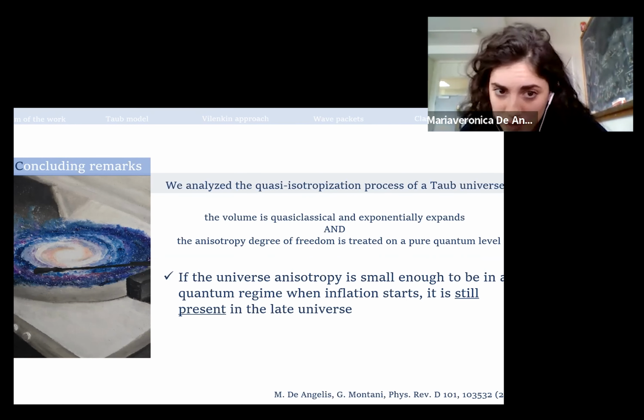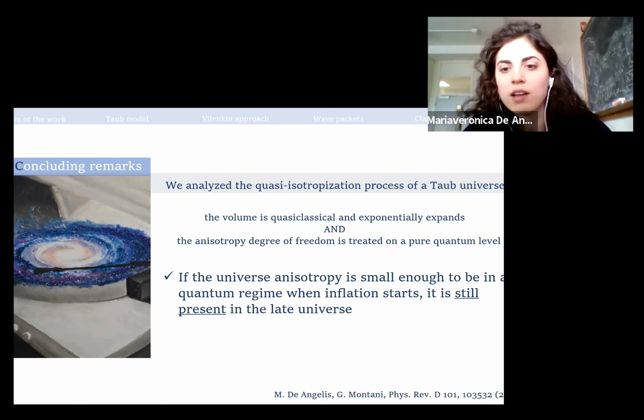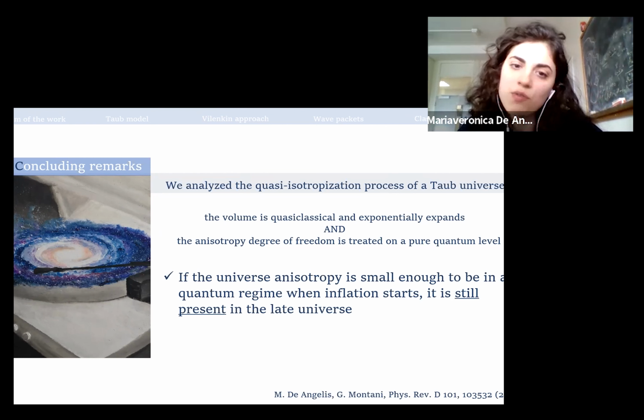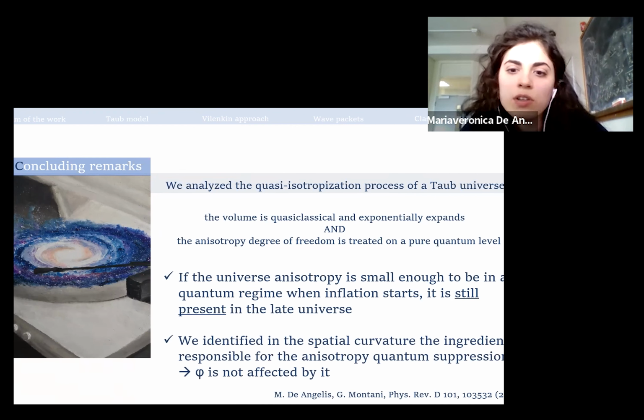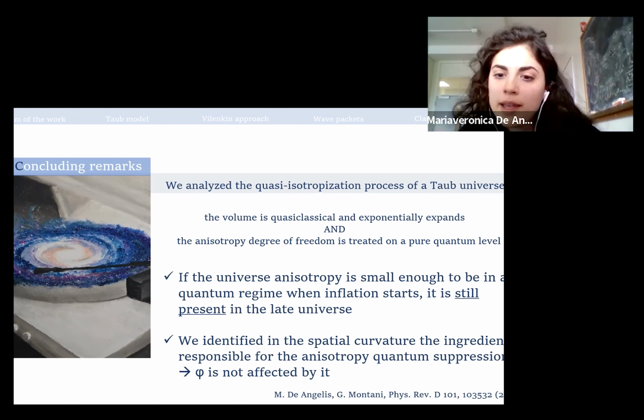The great result is that we found an analytical solution that shows that a small quantum relic survives after the de Sitter phase, and if the universe anisotropy is small enough to be in a quantum regime when inflation starts, it is still there in the late universe. In addition, when we consider the scalar field as a quantum degree of freedom, we see that due to the absence of a significant potential governing its dynamics during the slow-rolling phase, the packet spreads as the expansion goes by. This can be considered a starting point, by adding the space dependence, for example, to understand whether its fluctuations can survive after inflation. Thank you.